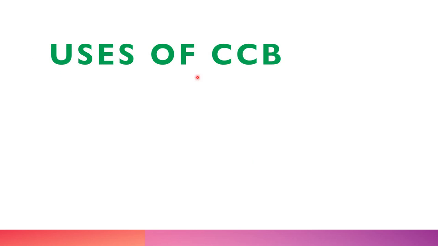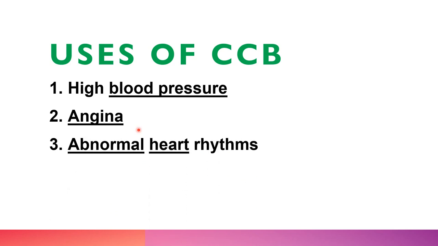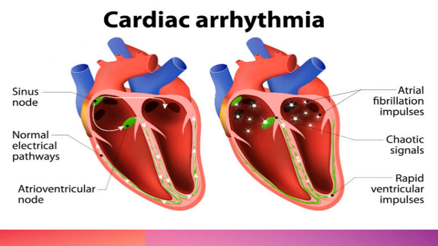So what are the uses of calcium channel blockers? First one, that is high blood pressure. Second, that is angina. Third, that is abnormal heart rhythm. So in all these three conditions, calcium channel blockers are used.